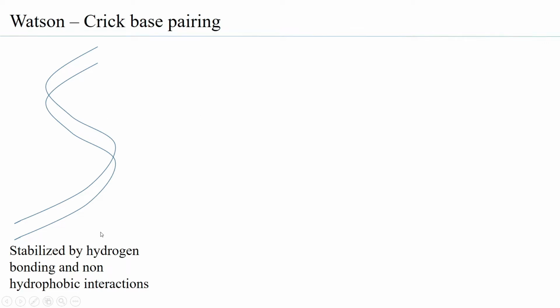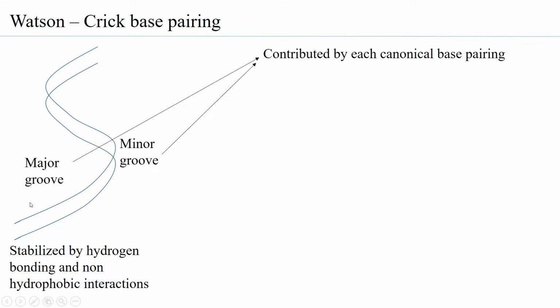And we also know that depending on the way the normal Watson and Crick base pairing takes place, you have what is called the major groove and the minor groove. And this is being contributed by the canonical base pairing itself. So the question is, if you do not have canonical base pairing, will there be a major groove and minor groove? There may be a major groove and minor groove similar to that of the Watson and Crick base pairing, or it may differ.